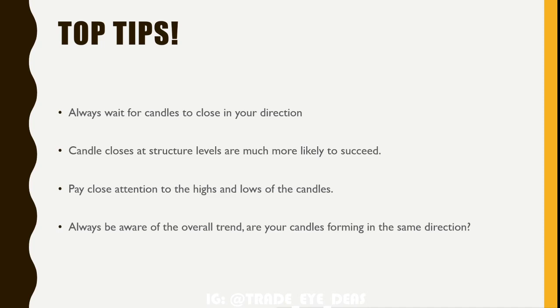So what else? Candle closes at structure levels are more likely to succeed. Okay, that's very simple. If you've marked on a resistance zone on your chart, if you have candles move up to your resistance zone and close bearish, the chances of their following candles moving down and also closing bearish is much higher. Okay. You also need to pay close attention to the highs and the lows of the candles. So make sure each candle is respecting the previous high or the previous low for it to continue in your direction.